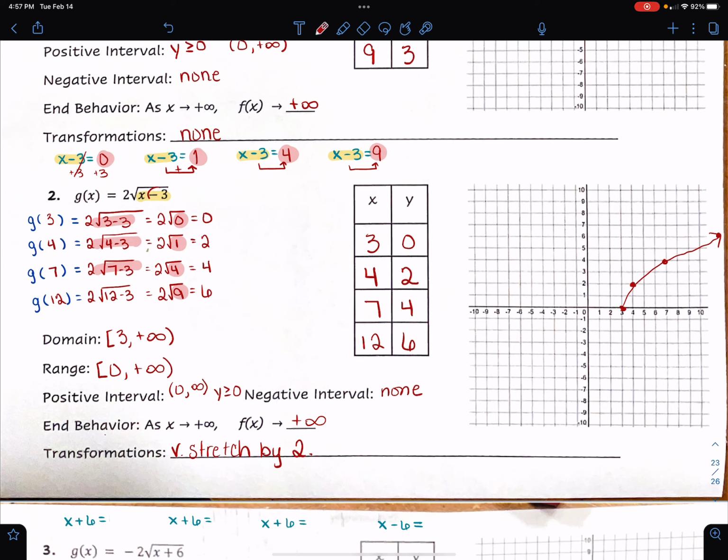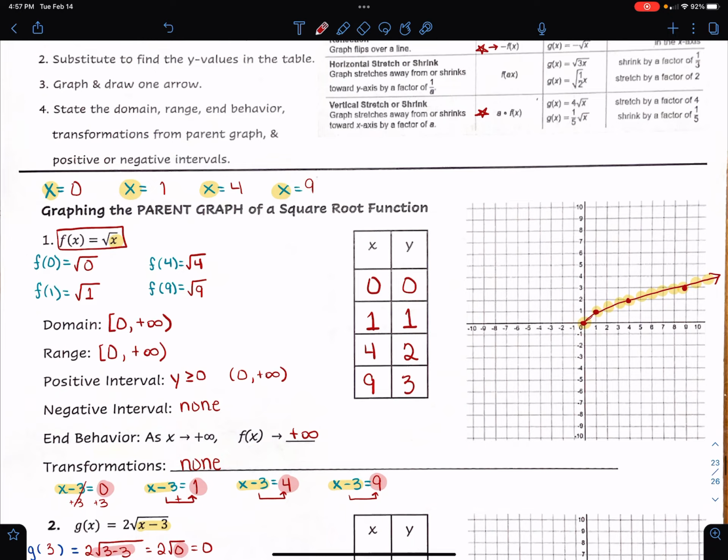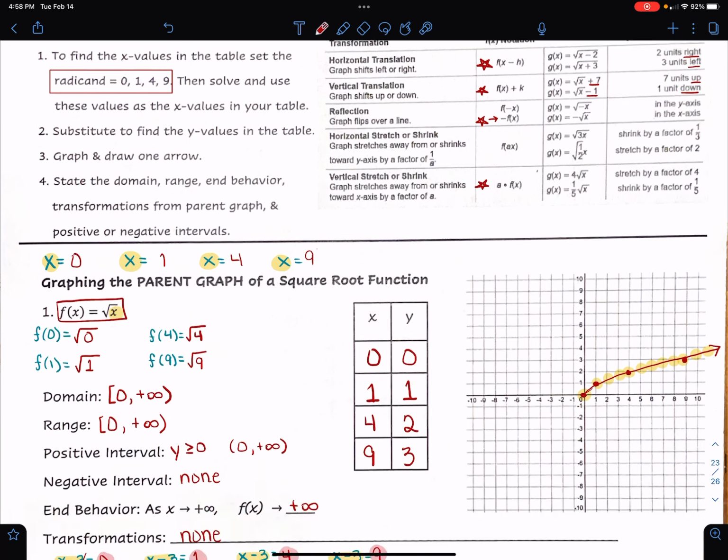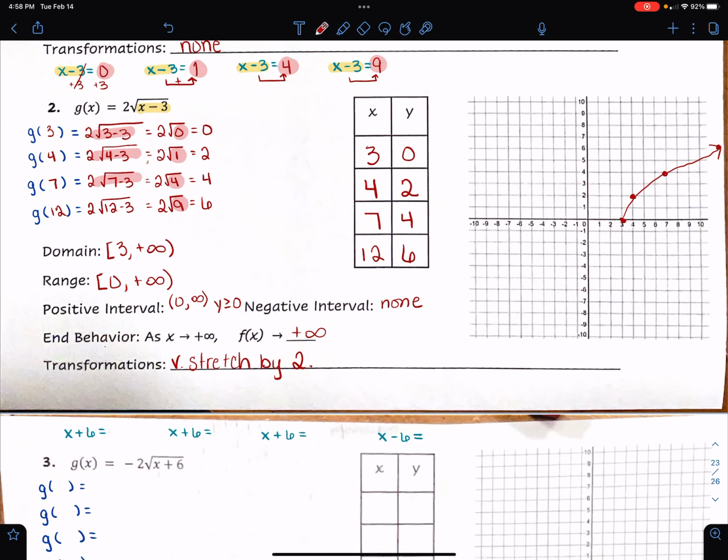All right, I also see that it has a negative 3. So I'm looking for a negative 3 under the radical. I'm going to go back up to the chart up here. Negative 3 under the radical. This is just similar to this negative 2 under the radical, and that one would go 2 units to the right. Well, since mine is negative 3, it's going to go 3 units to the right. So it's going to be a horizontal translation or a horizontal shift. Three units right.